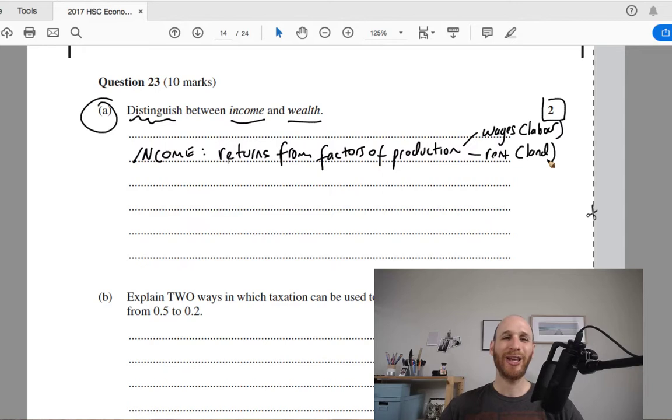So the idea here is that income is just the returns we get from the factors of production. So we do something and we get a return. So we provide our labor and we get wages. We provide the land, we get rent in return. But wealth is different.